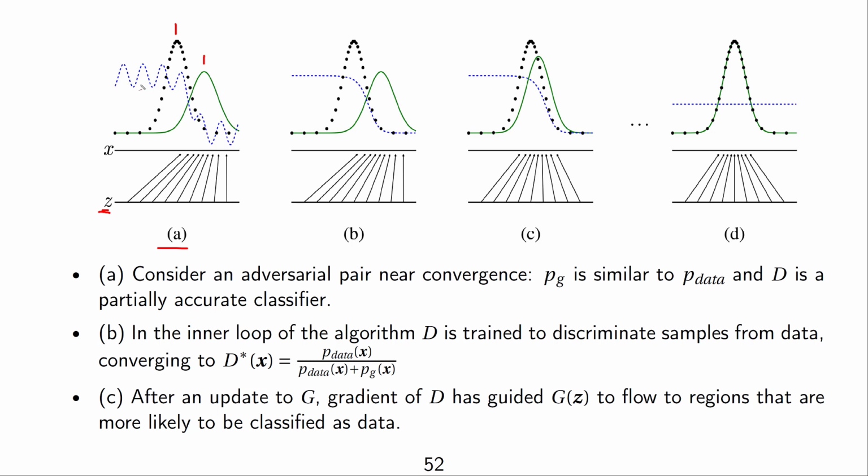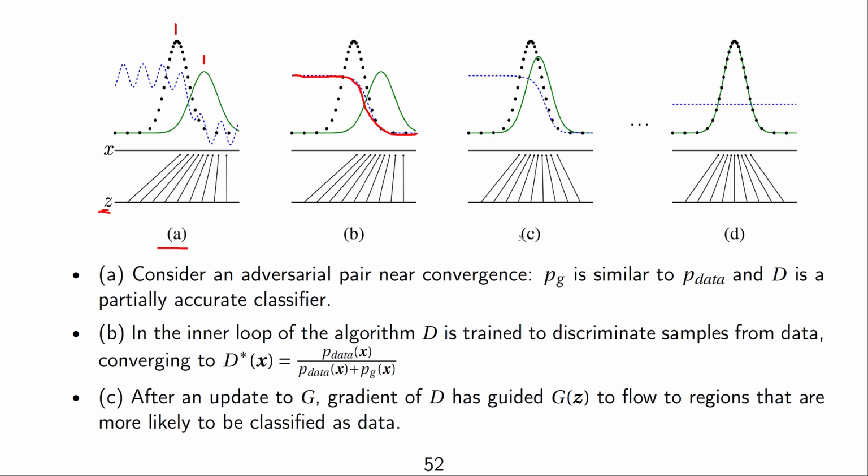So then, let's say we are allowed to train the perfect discriminator D given the model and data distribution in A, then we would get this no longer noisy discriminator shown by this dashed blue line. So going from A to B, we are training the discriminator, converging to this ratio P data divided by P data plus P generator, or P model.